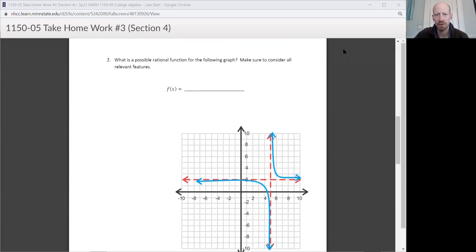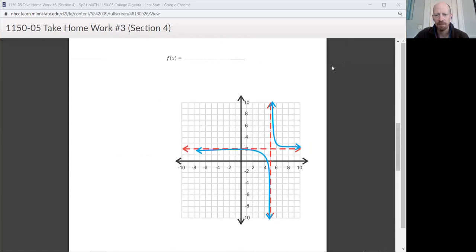And this one, I thought the way you guys approached it was interesting. What I saw in the take-home work is there's two good ways to approach it. I was imagining that you would approach it one way. The way I would have approached it is I would have said, okay, here is the horizontal asymptote, and that's at 2. Here's the vertical asymptote that looks like 5. And here is the x-intercept, which looks like about 4.5.